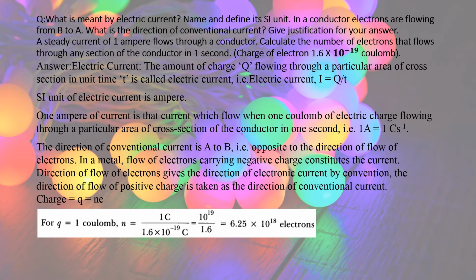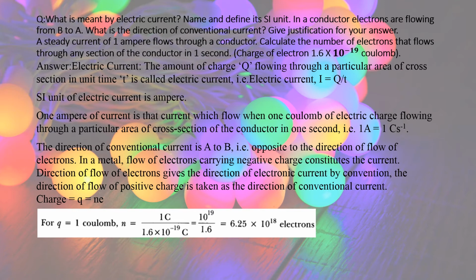Next question is a 5-mark question which was asked in the previous year. What is meant by electric current? Name and define its SI unit. In a conductor, electrons are flowing from B to A. What is the direction of conventional current? Give justification for your answer.